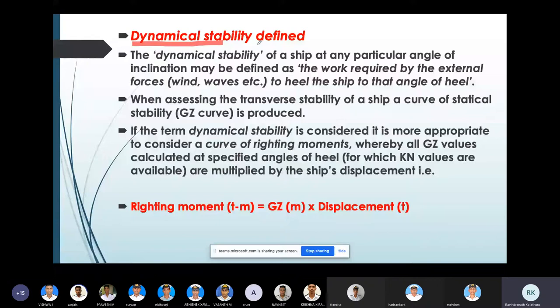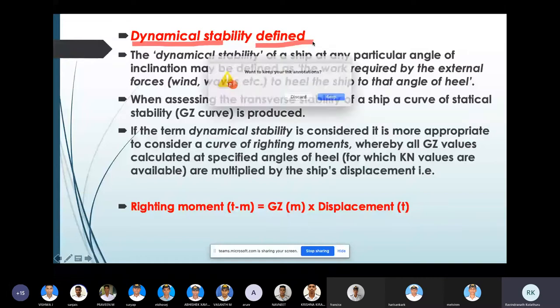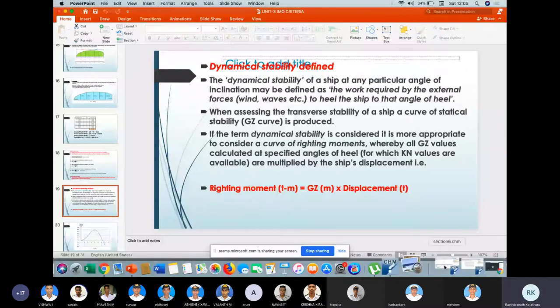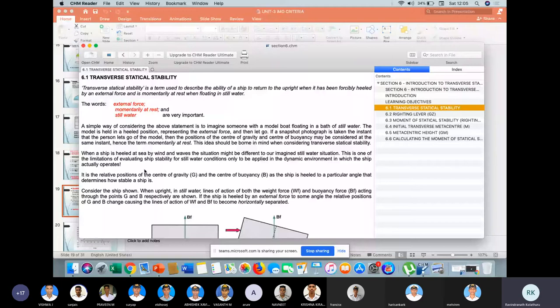Before going into dynamical stability, I hope I've already told you in the last class to revise on statical stability, right? Because once we have this basic, then only I can go into dynamical stability. Can somebody explain what is statical stability? Fine. None of you must have revised it. No point in asking you guys.